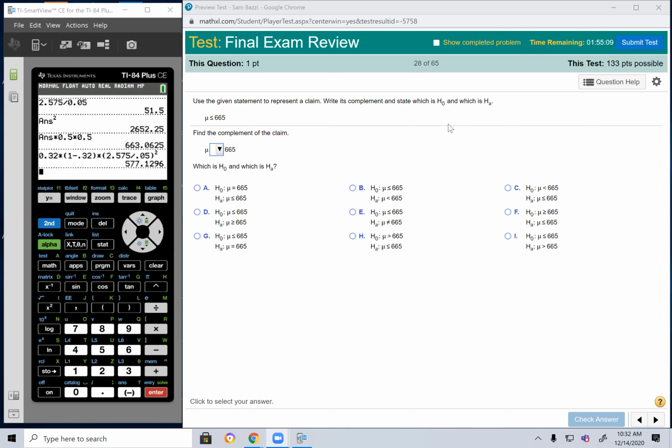Use the given statement to represent a claim, write the complement. Okay, so mean is less than or equal to 665. You guys agree with me that the complement will be mean is greater than 665. And the claim here happened to be in the null hypothesis. So find the complement, it will be greater than, and let's select them. Which ones? Oh, there you go, right here. Okay, so that's an easy question.